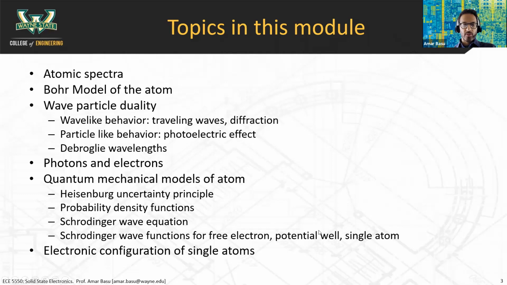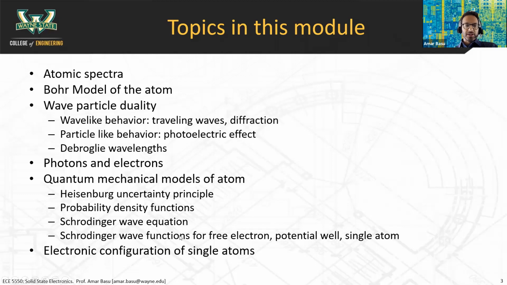We'll talk about the Schrodinger wave equations for the free electron, the potential well, and the single atom. And then we'll get into the electronic configuration of single atoms. So this will be, I think, relatively easy compared to the mathematics here.